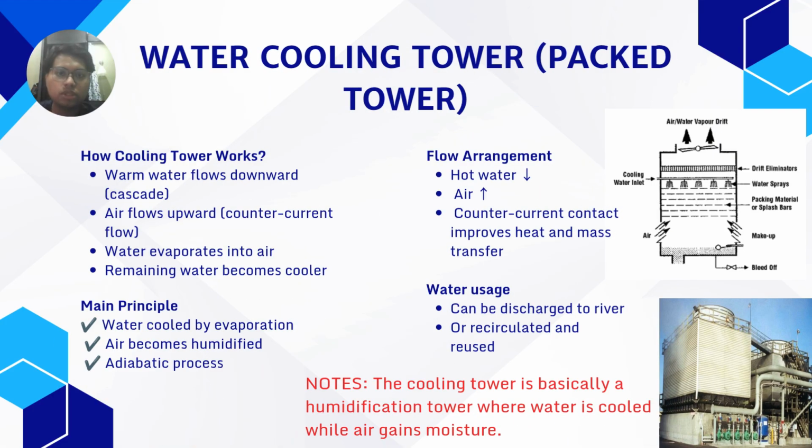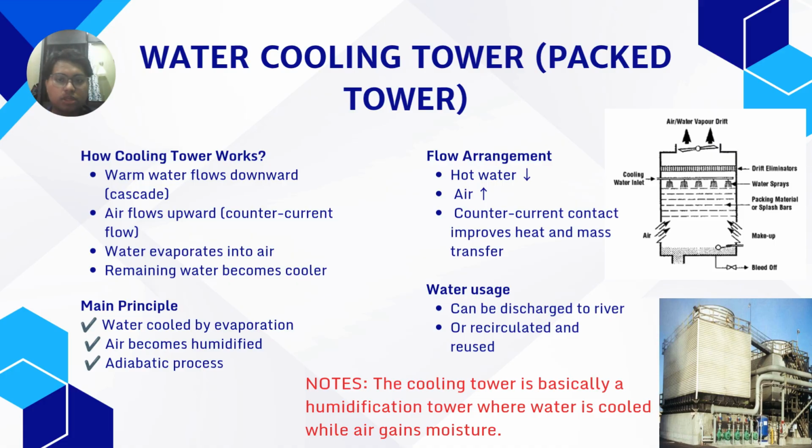Now let's see the water cooling tower. How does a cooling tower work? Warm water flows downward and the air flows upward, which is counter current flow. The water evaporates into the air and then the remaining water becomes cooler. We can see the flow arrangement here: hot water goes downward and the air goes upward. The counter current flow improves the heat and mass transfer.